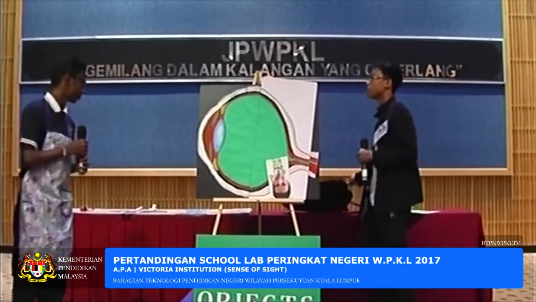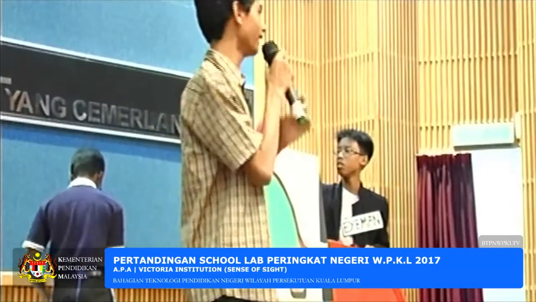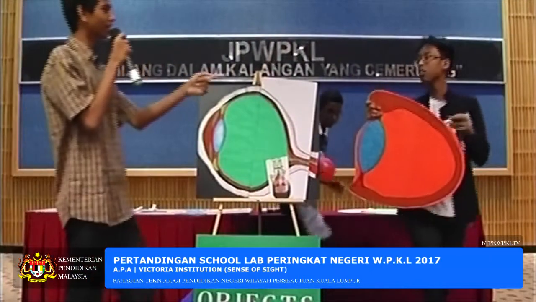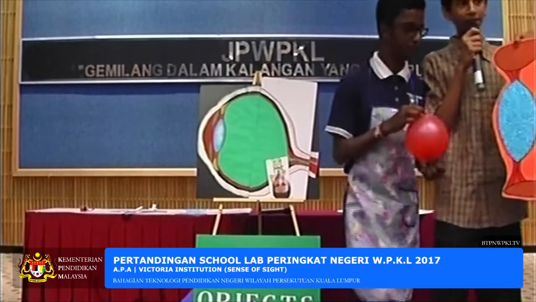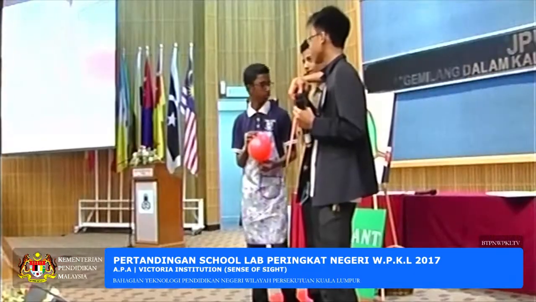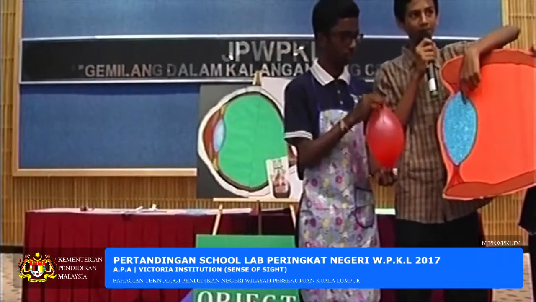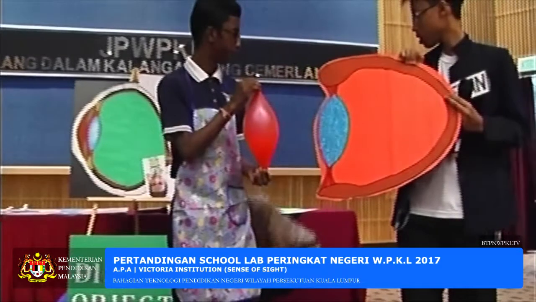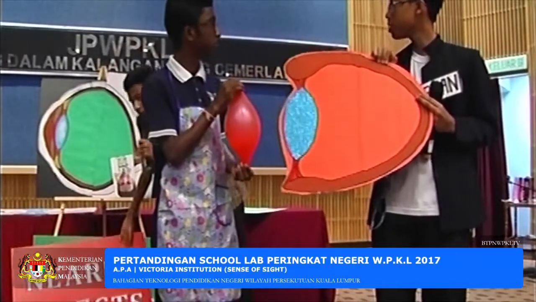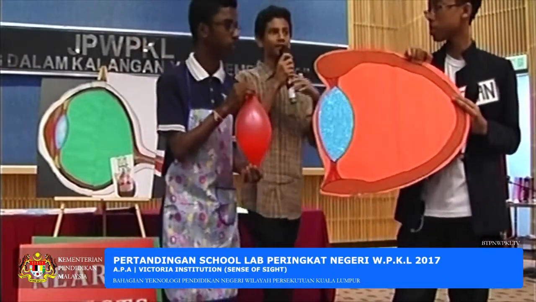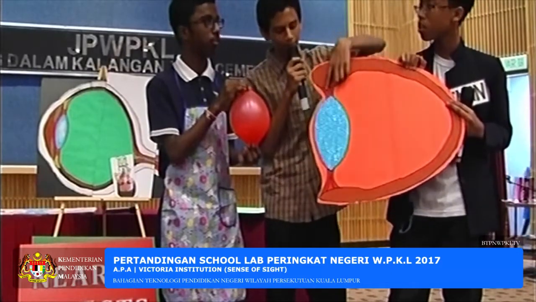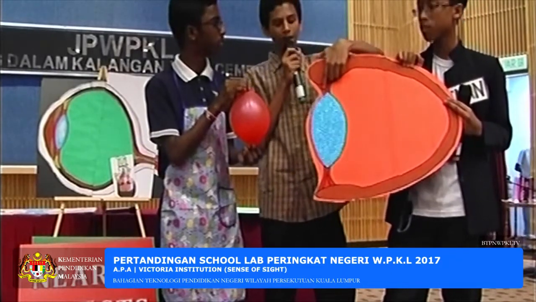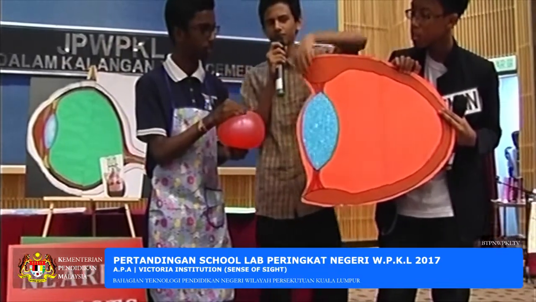You see, friends, distant object is when our ciliary muscle relaxes, thus making the suspensory ligament contract. This also makes the eye lens become thinner. But how do we see nearby objects? Nearby object is when our ciliary muscle contracts, thus making the suspensory ligament relax and making the eye lens become thicker.